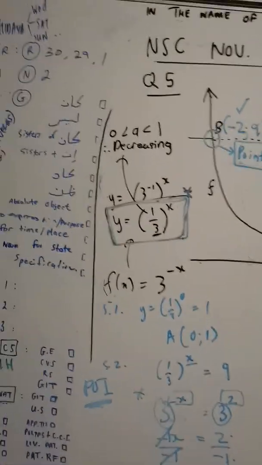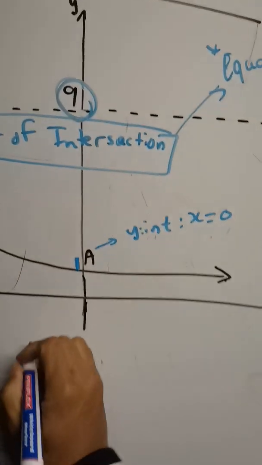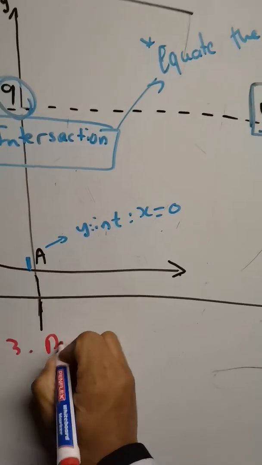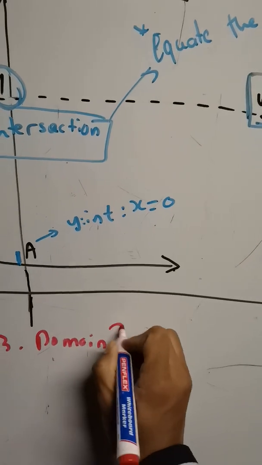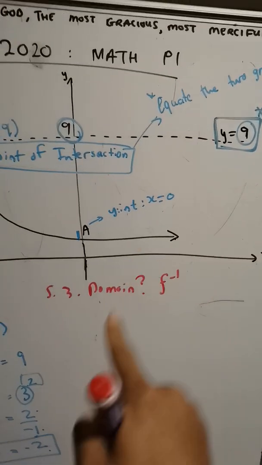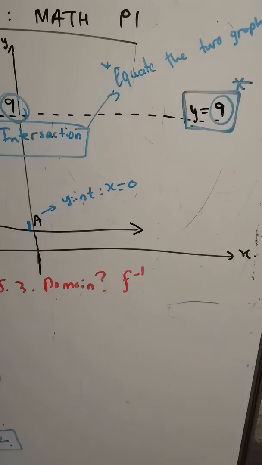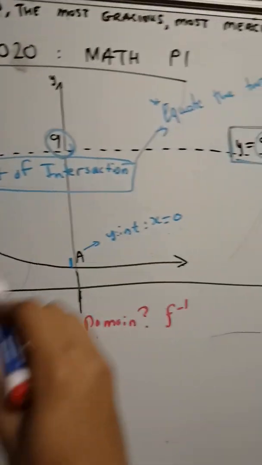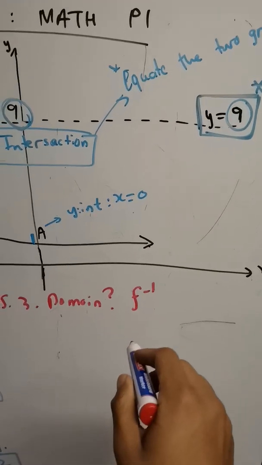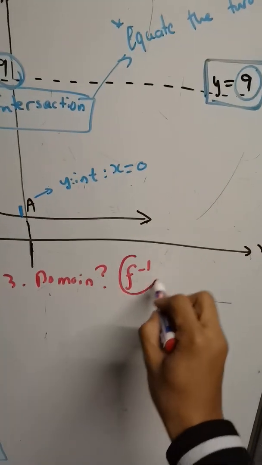Write the domain of f to the negative 1. I don't know why they ask us that, but anyway, they say, what is the domain of f to the negative 1? What is f to the negative 1? The graph that they give us is f, but they're asking us for the domain of f to the negative 1. So I'm thinking that f to the negative 1 is the inverse of f, right?